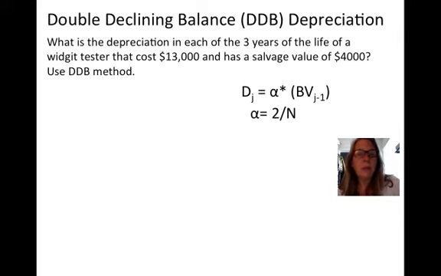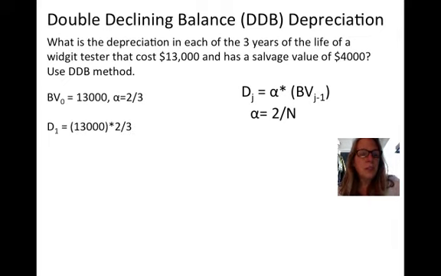So let's look at the same example. These are the equations we're going to use. First of all, we want to calculate the book value in year 0, which is just equal to the investment amount, because no depreciation has been taken. The alpha value is also 2 over n, in this case 3, so we have a 2/3 alpha. So the depreciation in the first year is 13,000 times 2/3, which is 8710.